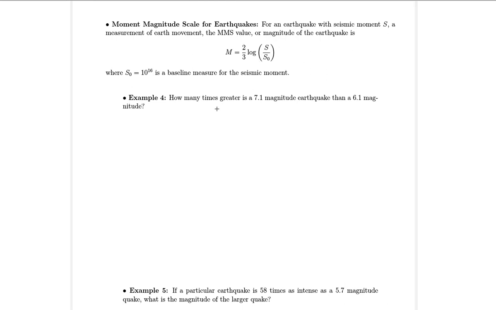All right, so in example 4, it asks how many times greater is a 7.1 magnitude earthquake than a 6.1 magnitude earthquake, and I should say in energy output.